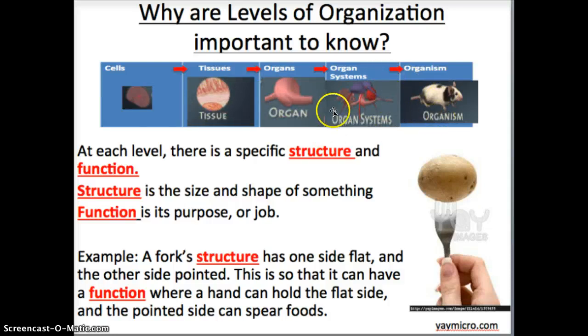Each of these levels has a structure and a function. You may remember this from our first chapter of this year. The structure is the size or shape of something, and the function is its purpose or job. So look at this fork. The structure is that it's flat and there are pointy prongs coming out, and the structure is like this so that the function is that it can spear through foods and hold them up.